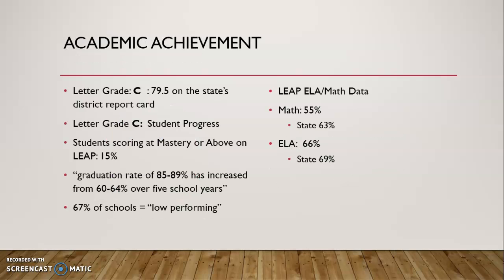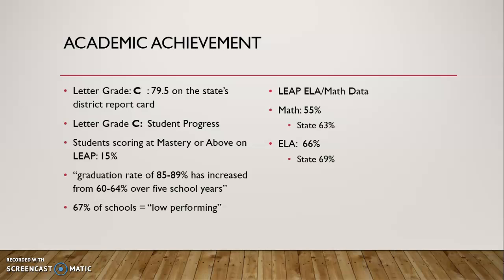Okay, and a little bit about the academic achievement. The district has received a letter grade of C on their state's district report card, as well as a letter grade of C on student progress. 15% of students in the entire district are scoring at mastery or above. And 67% of schools in the district are considered low performing. Okay, and this is in comparison with 36% of the state average.